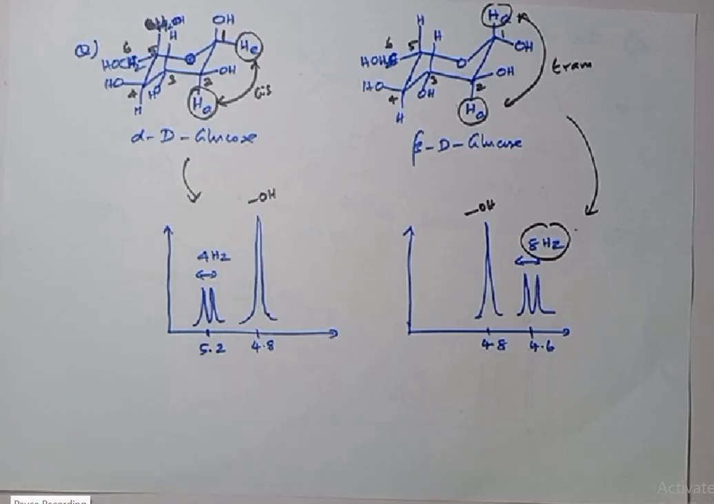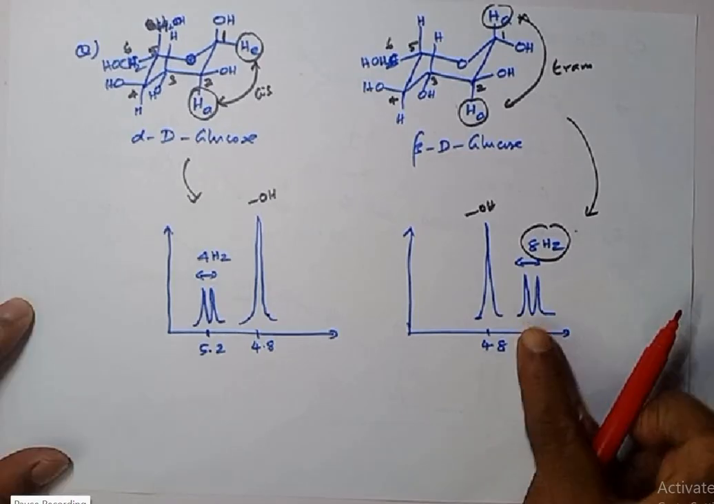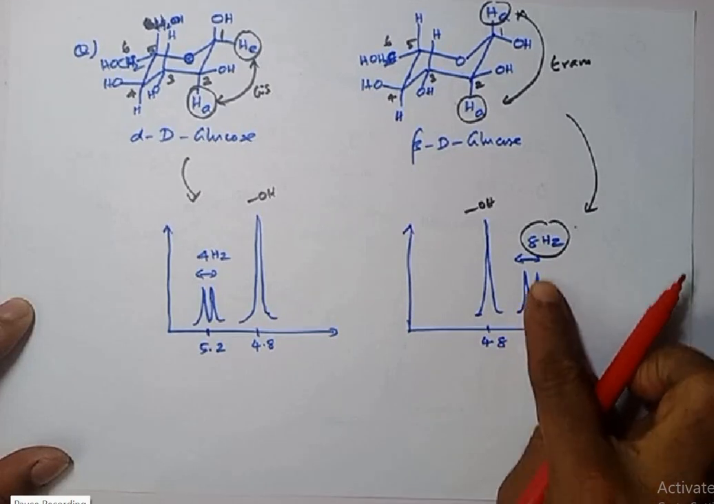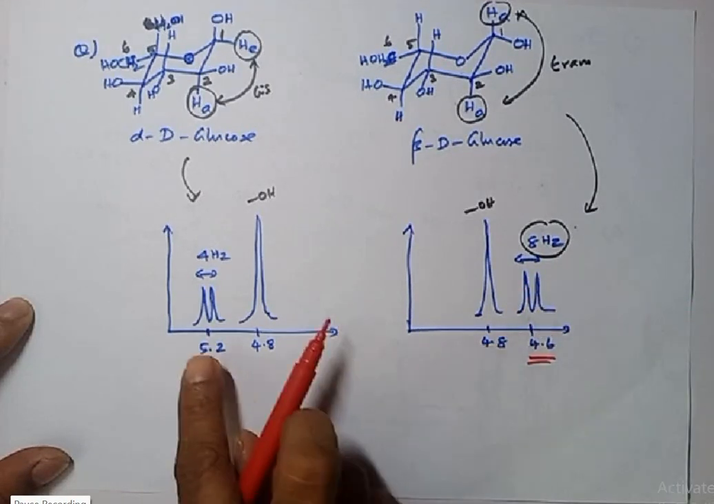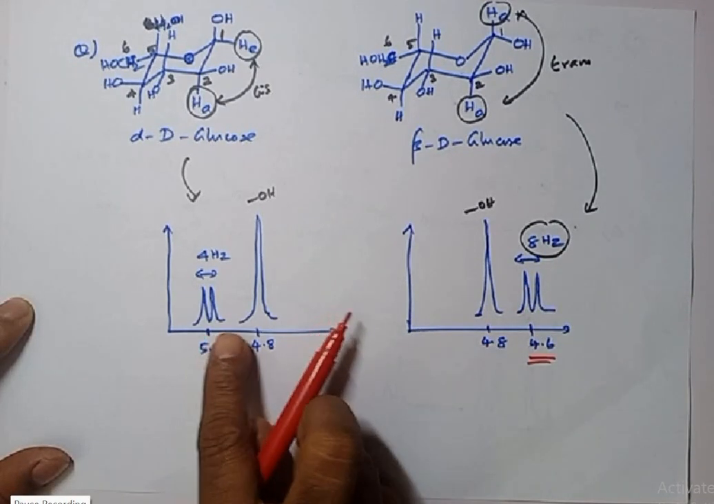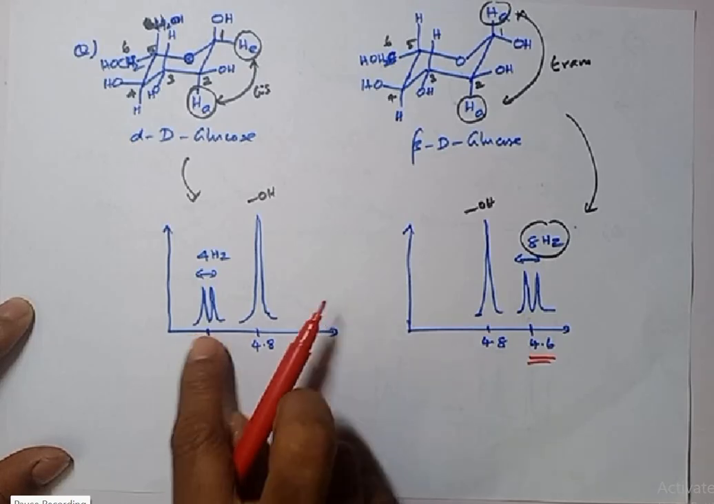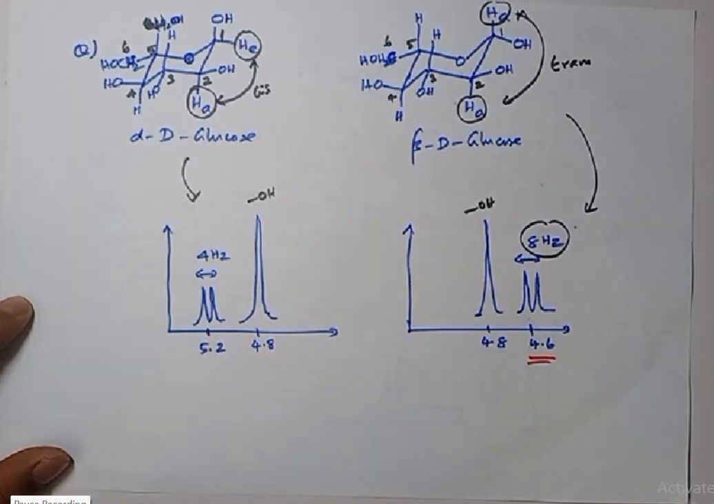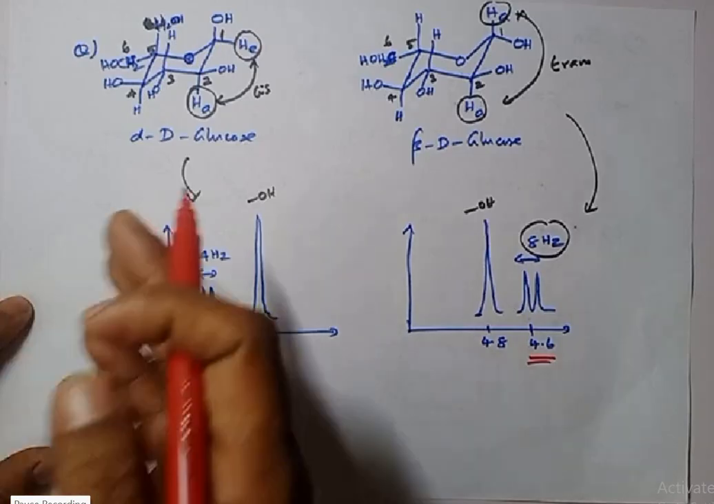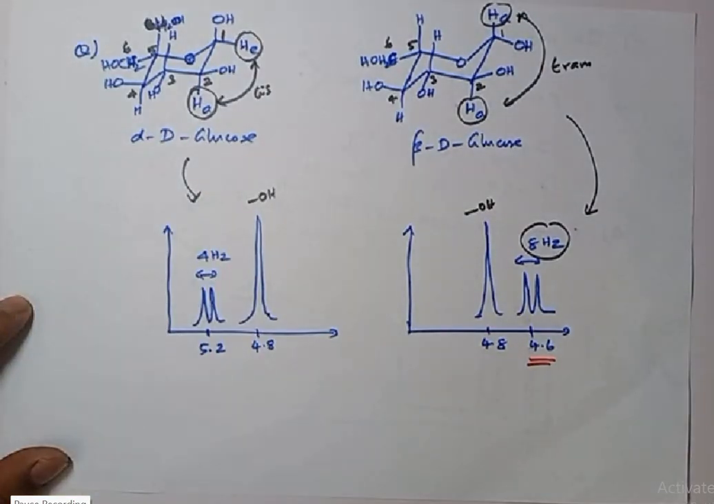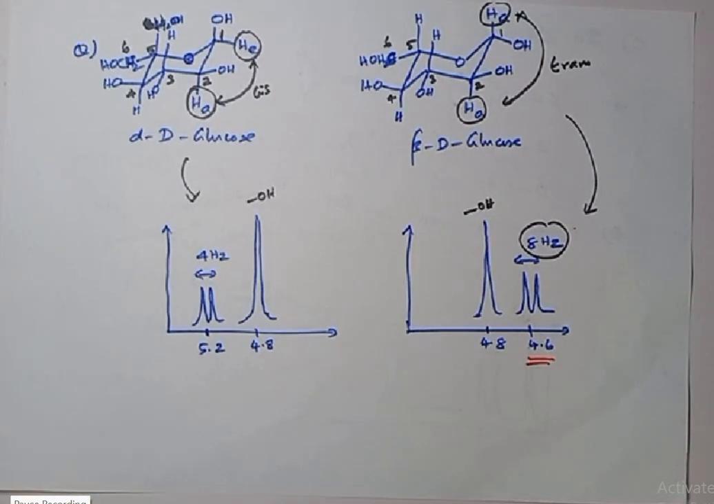So here the signal appears upfield, whereas here the signal appears downfield. Downfield means it corresponds to equatorial hydrogen. Equatorial hydrogens appear in the downfield.